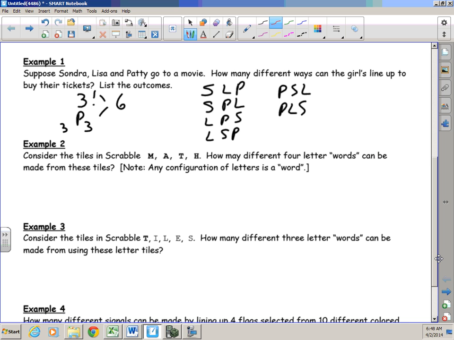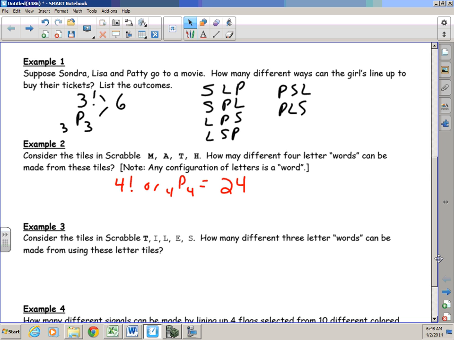Now, when they talk about this, they don't mean words, and that's why it's in quotes, to spell a word, but it's a configuration of it. Well, I have four letters, all different. So we're talking about either 4 factorial or 4P4, and in either case, that's 24 arrangements.